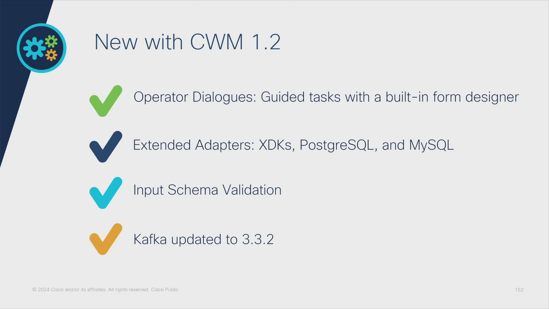Input schema validation. What this essentially means is the JSON input data for a job is validated against its input schema definition. And if needed, the job will then fail with an error for invalid input data. Wei actually showed an adapter that he built for this in Stockholm, but it's now built into CWM. So if you were there, you already saw a little bit of the value behind having something like this. And finally, we've upgraded Kafka to 3.3.2. So that was a bit on CWM.